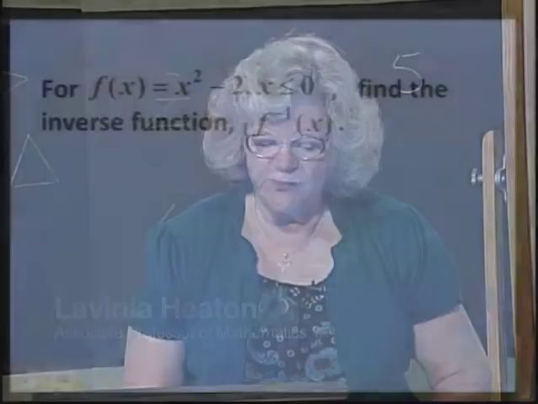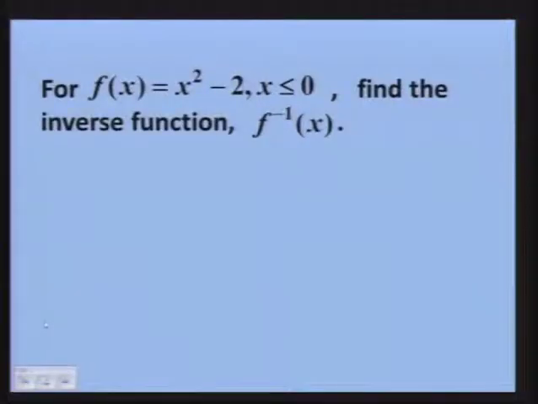This time we're going to look at f of x equals x squared minus 2. Oh, they've got something funny in here, haven't they? x is less than or equal to 0. And we're going to find the inverse function, f inverse of x, like we have before. I wonder why they have that x is less than or equal to 0.